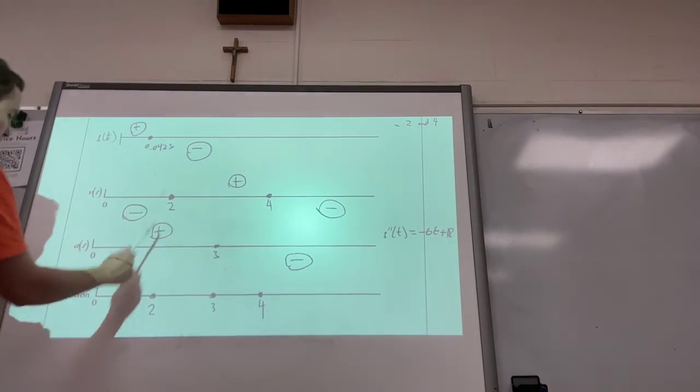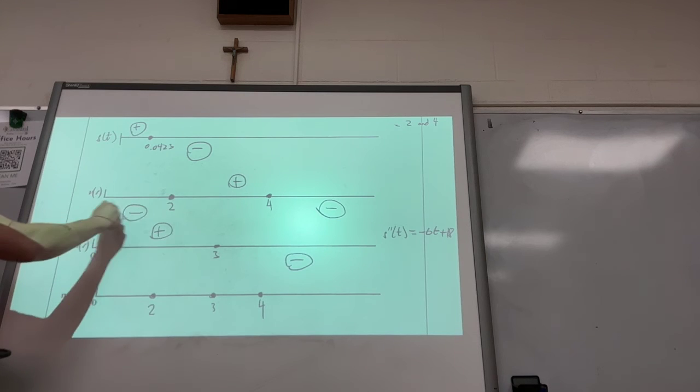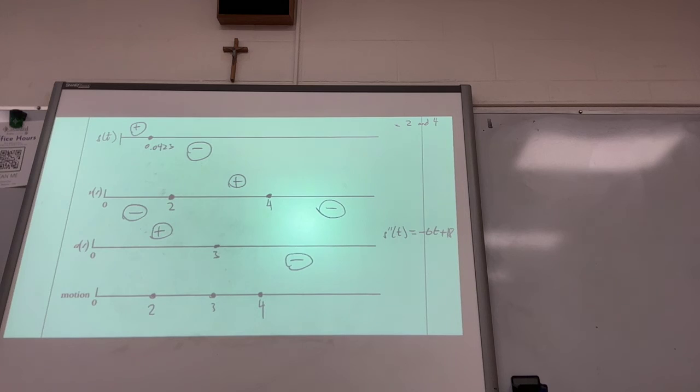So from 0 to 2, what's going on? I want to know whether I'm speeding up or slowing down. How do I figure that out? I look at the sign of V from 0 to 2, that's negative. From 0 to 2, the sign of A is positive. So is it speeding up or slowing down? Slowing down.